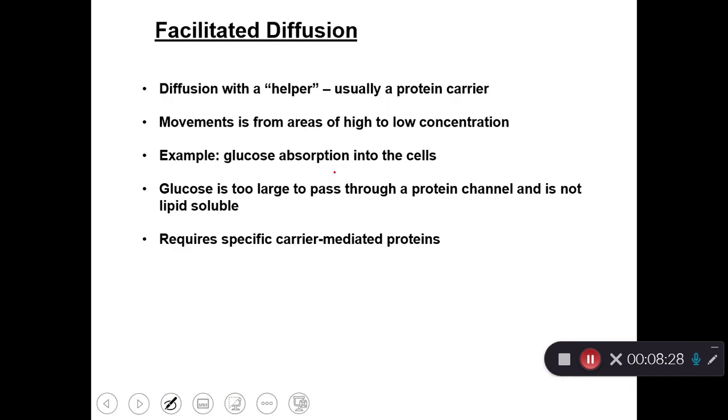The second type of passive diffusion that does not need energy is facilitated diffusion. Facilitated means it needs a facilitator, a helper. Also, the movement of molecules happens in a passive way from areas of high concentration to areas of lower concentration. For example, glucose is a heavy molecule, so it must be carried by a certain carrier to be able to move. We call that facilitated diffusion. So it's carried with certain protein carriers.